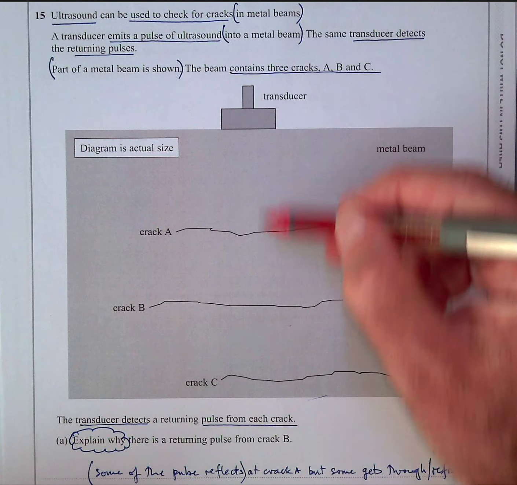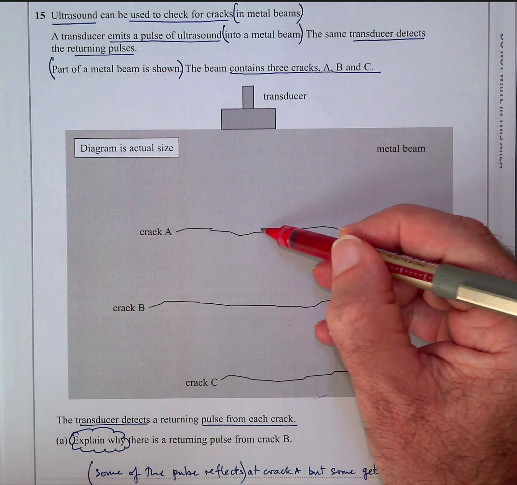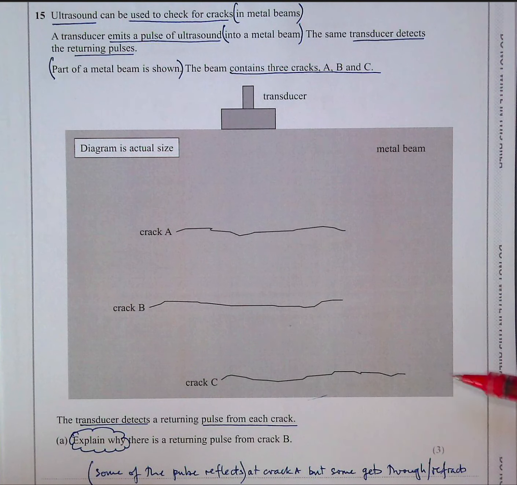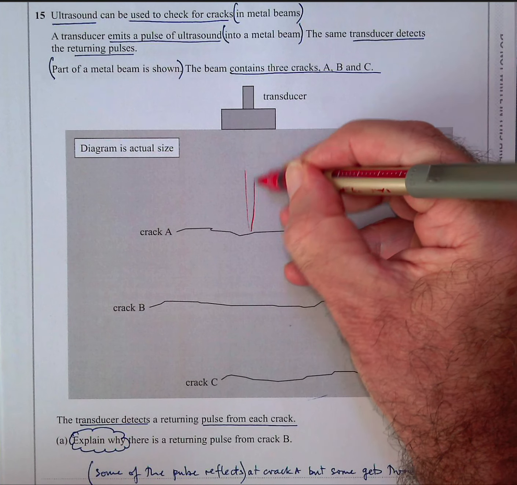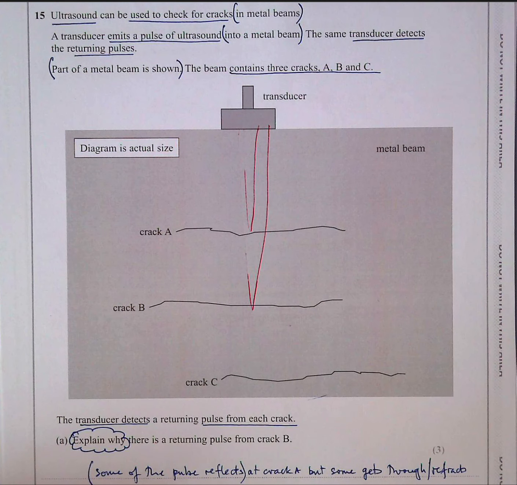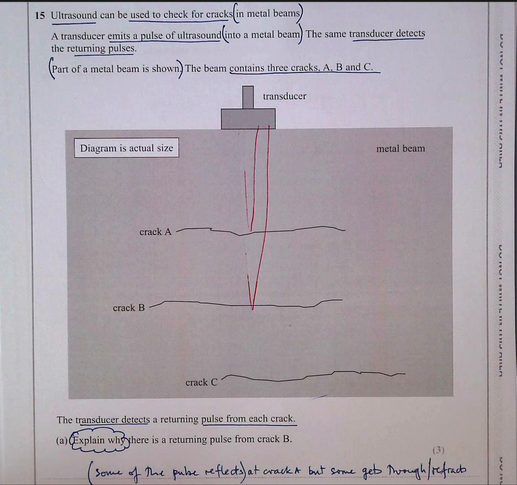Well, for it to get to crack B, it's got to go through crack A. Some of the pulse reflects at crack A, but not all of it. In all of these surfaces, there is some reflection and some transmission. So at crack A, some gets through or refracts. And then again, some of the pulse reflects at crack B, so some will go this way and bounce back. Some will get through and bounce back, and ditto for crack C. Remember the distance traveled is there and back.